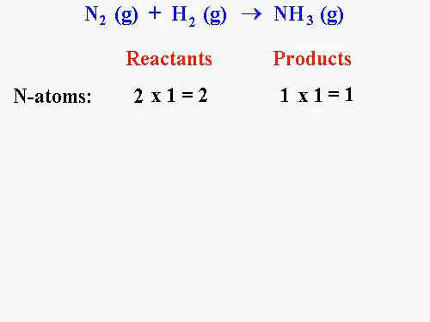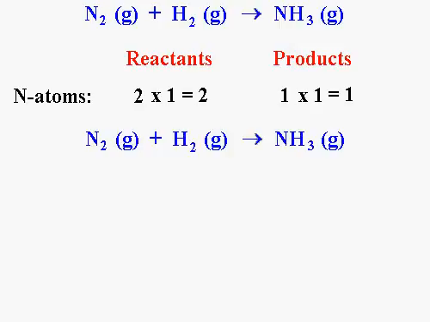Well, there are 2 nitrogen atoms on the reactant side of the equation and only 1 on the product side of the equation. So I need to play with the product side of the equation to get more nitrogen atoms. Let's put a 2 in front of the NH3. If I take that same chemical reaction and simply insert a 2 to the left of the NH3 molecule, I haven't changed the chemical nature. We're still dealing with NH3. We're simply dealing with 2 molecules instead of 1.